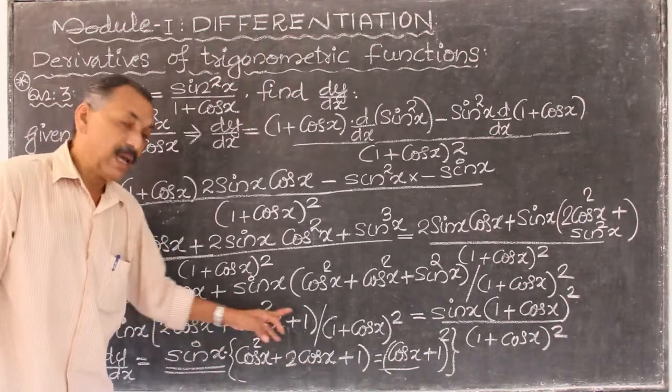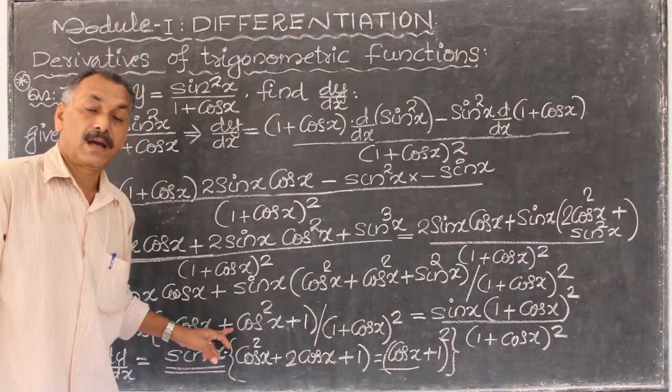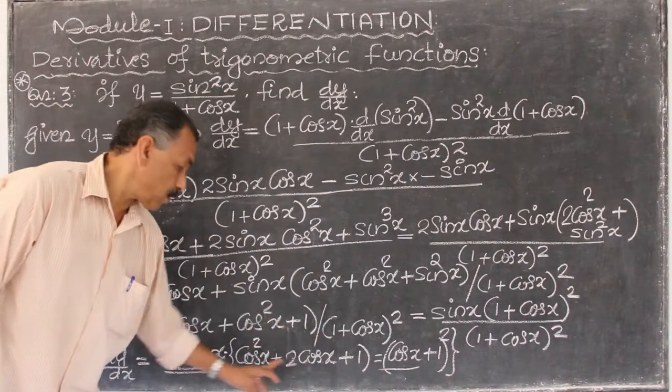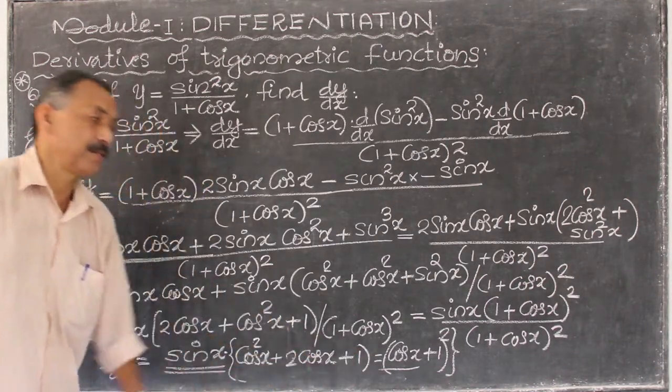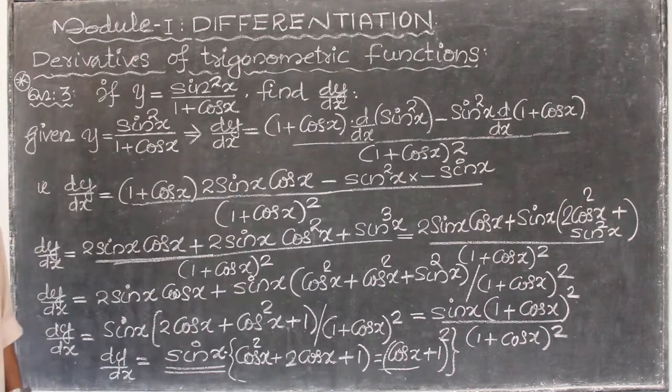ഇത് a plus b whole square എന്നുള്ള ഫോമിലാണ്. cos x plus 1 whole square. Then cos x plus 1 whole square is equal to 1 plus cos x whole square, cancelling, so the derivative dy by dx is equal to sin x. ഇതൊക്കെ important problems ആണ്. ഒന്ന് സേവ് ചെയ്തിട്ട് നോട്ടിലേക്ക് എഴുതുക.